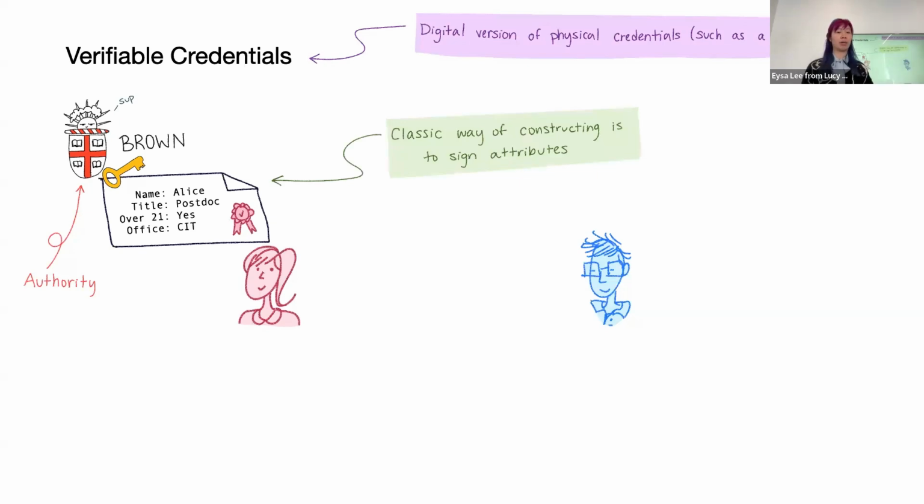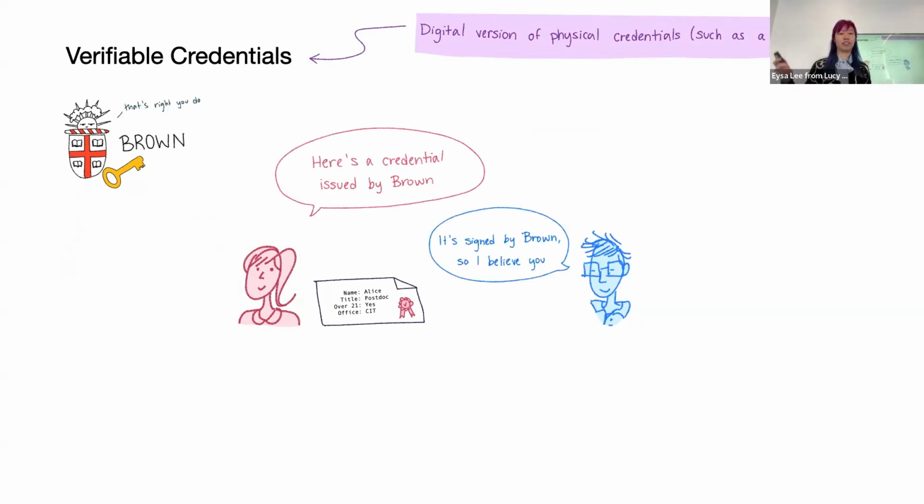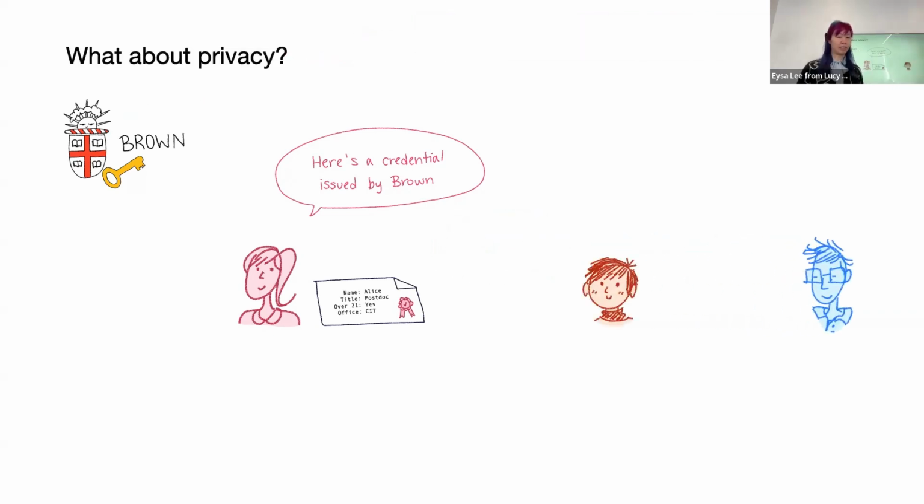The credential is issued by taking a bunch of attributes like my name, my job. Brown has an on-campus bar, so maybe it says whether or not I can drink because I'm over 21, and it says my office. It produces a signature on all these different attributes and gives it to Alice. When Alice wants to use her credential, she can go to Bob, the verifier, and say, here's my credential issued by Brown. If Bob trusts Brown, he goes, okay, I trust Brown, this is signed, so I believe you. However, what about privacy?